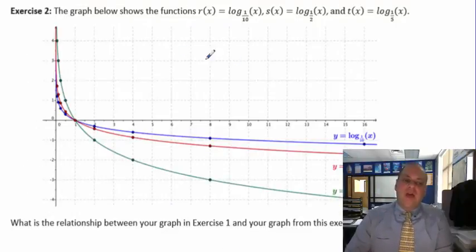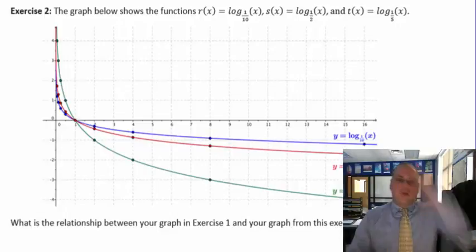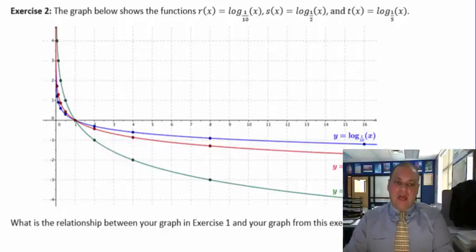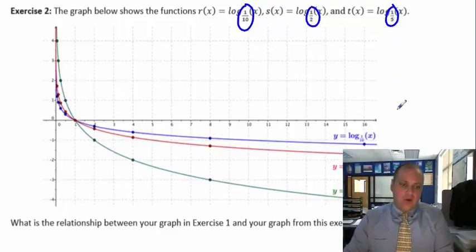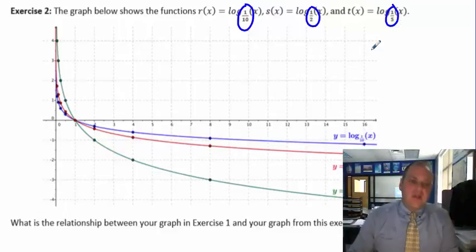So here's graphs, and now more log graphs. Now they're going down, right? And the difference is, instead of 10, 2, and 5, we have 1/10 as a base, 1/2, and 1/5. I don't know, whatever that is. But it's 1 over, right? So that you could tell that kind of flips it over.